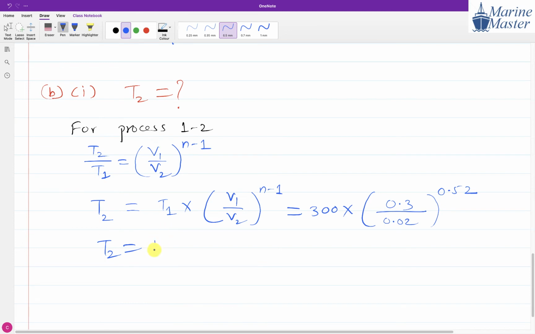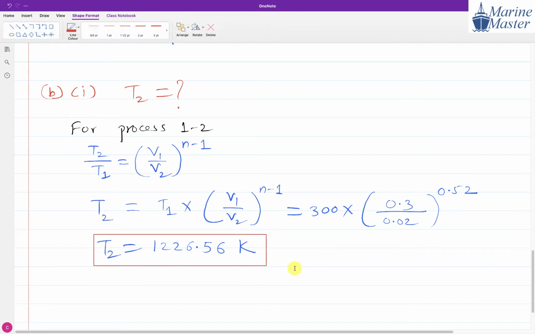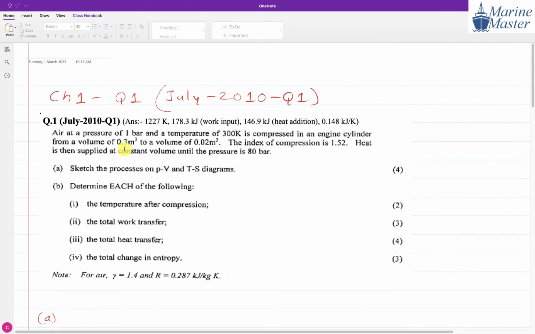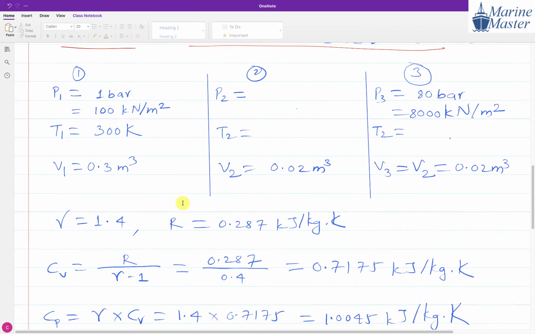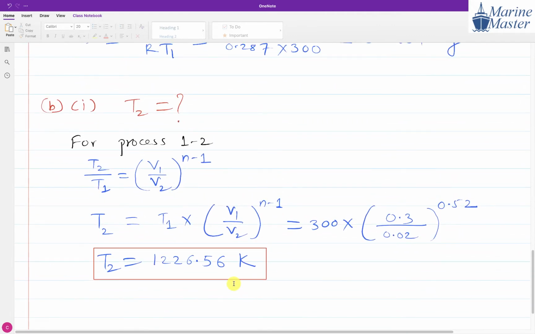So how much T2 do we have? 1226.5597. So what does 0.5597 mean? Can we take 56? So we got T2 in Kelvin, everyone. This is our T2. If you look at the top, our answer is approximately matching, no problem. In this way we got T2. So before going further, please everyone complete this discussion.